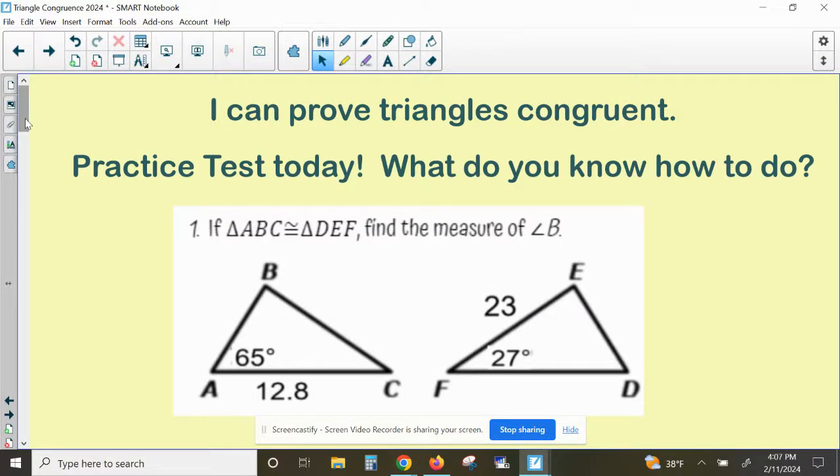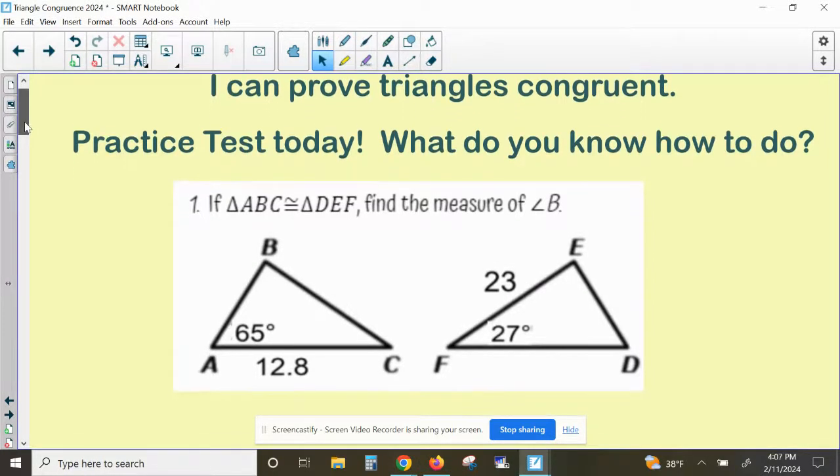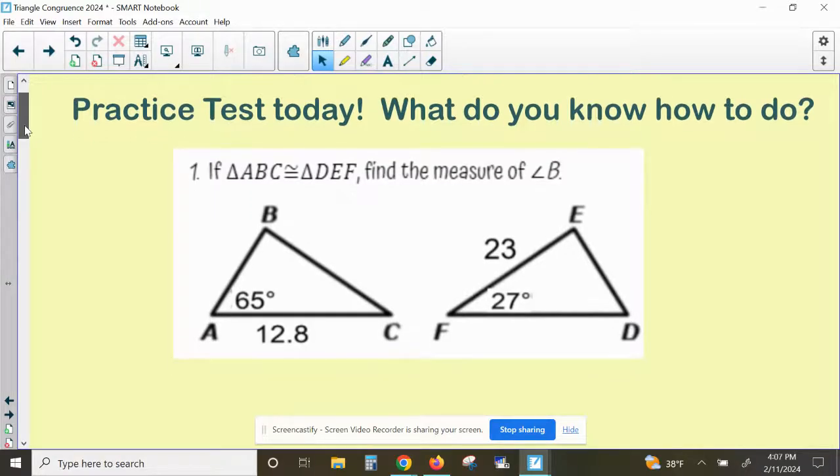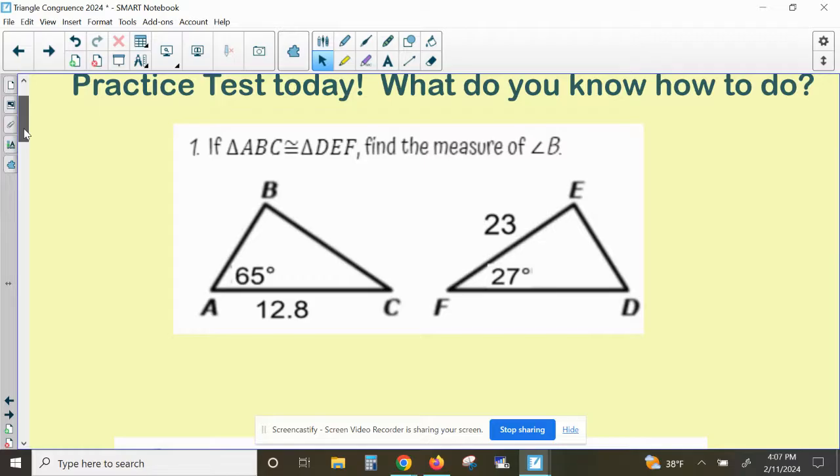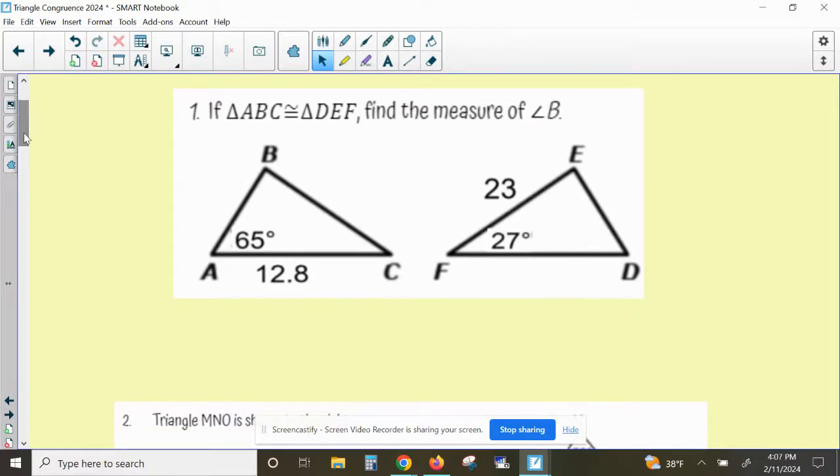So here's a practice test for proving triangles congruent. Make sure you get this paper either from your teacher or you can just copy the problems in your spiral. That way you can practice and be ready to take the test. Okay, so number 1 says, if ABC is congruent to DEF, find the measure of B.